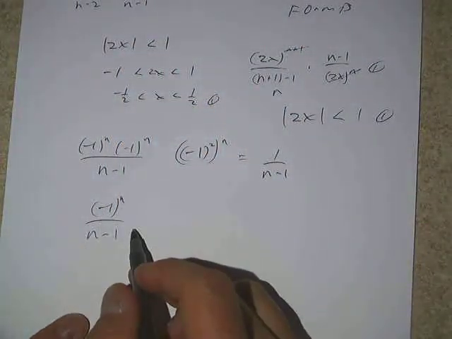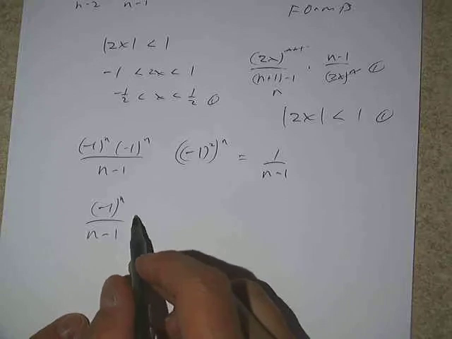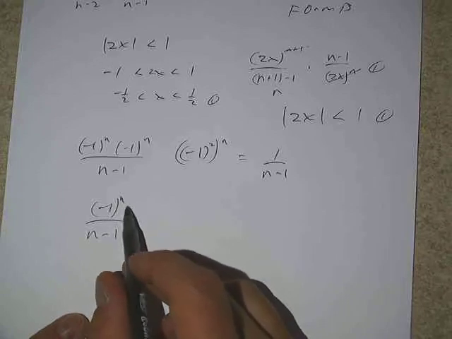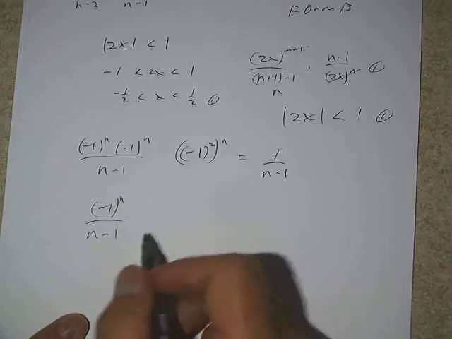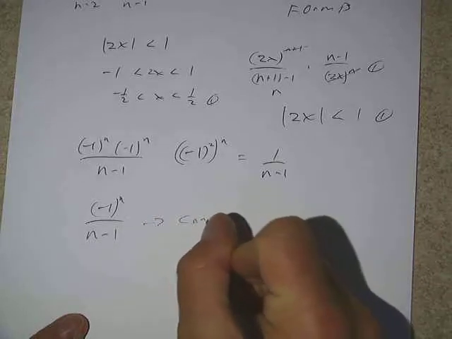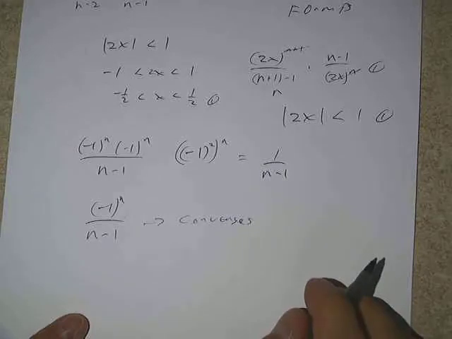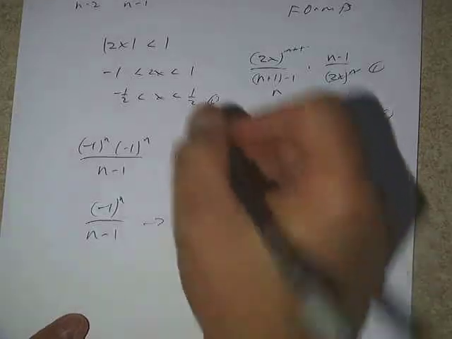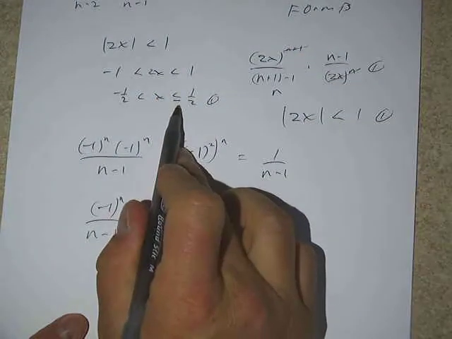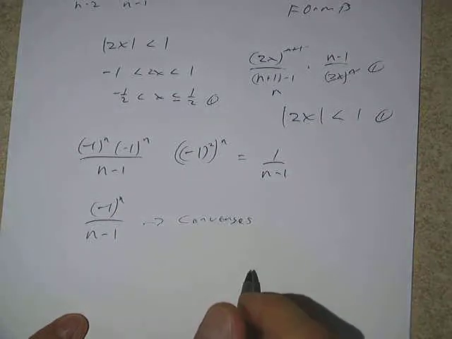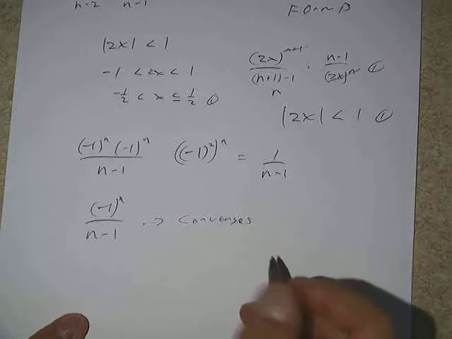P is 1 or less, right? P is 1 or less, it's going to diverge. So therefore we will not make an or equal to on that one. If we put a half in there, we're going to get -1 to the n over n-1. And ultimately, keep in mind that when we put a half in here, we're going to get just 1 to the n, which is 1.